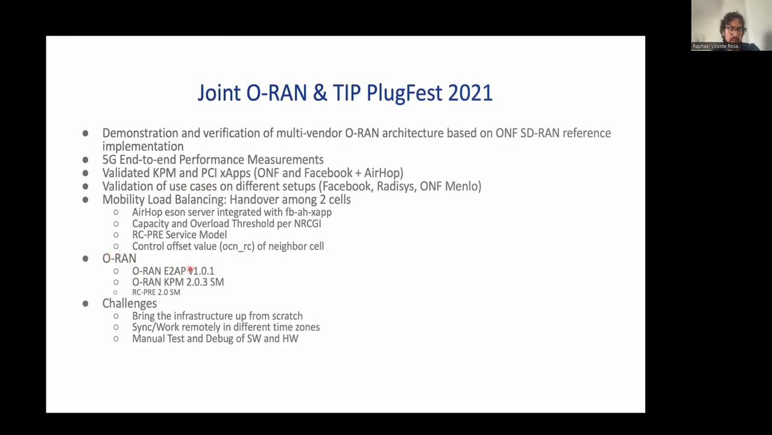That was back then E2AP 1.1, E2SM 1.0.1, the KPM 2.0, and this RC-PRE that was our own pre-standardization service model before the RAN control service model 2.0.